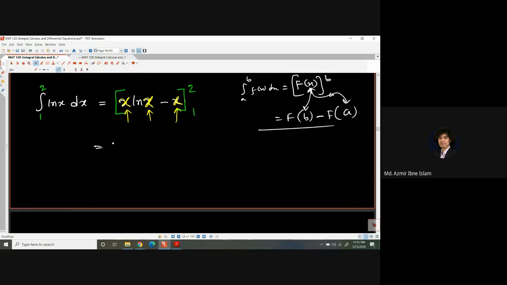So here we have x. First of all, we are going to input the upper limit. The upper limit is 2, so we are inputting 2 here: 2 natural log of 2, negative 2. So the first part is completed. There is a negative sign, which is coming directly from the fundamental theorem of calculus. Then again we have to input the lower limit, where we have x. So this is 1 natural log of 1, negative 1.